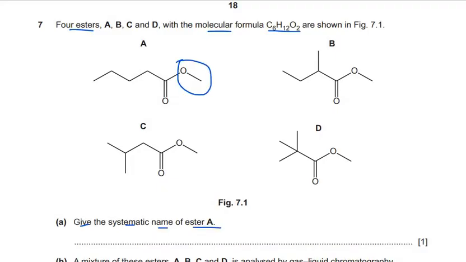We can see that the alcohol part is here with only 1 carbon and the carboxylic part is having 1, 2, 3, 4 and 5 carbon, that is pent. So our ester is methyl, that is the alcohol part first with the 1 carbon, and the carboxylic part next with the 5 carbon, so that is pentanoate. So methyl pentanoate is the systematic name of the ester A.